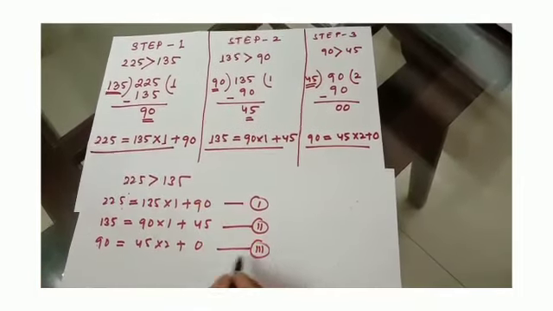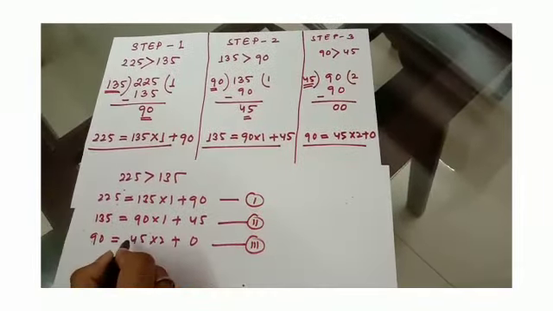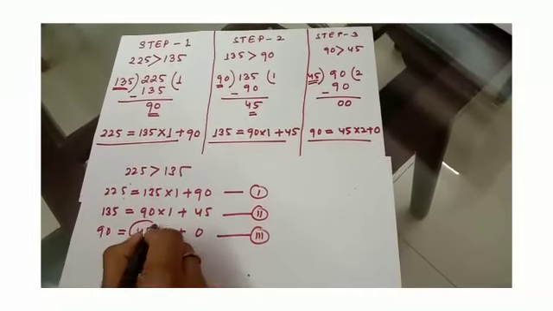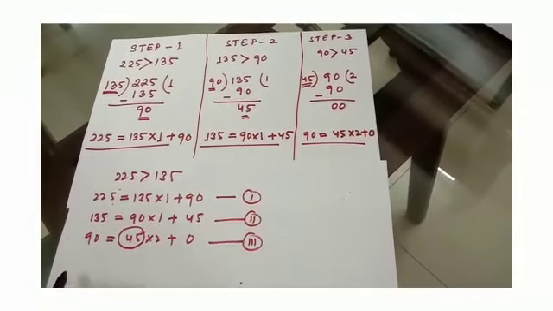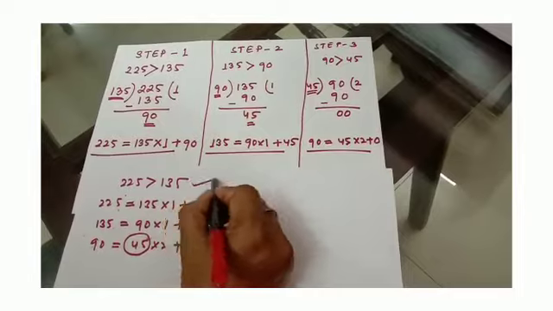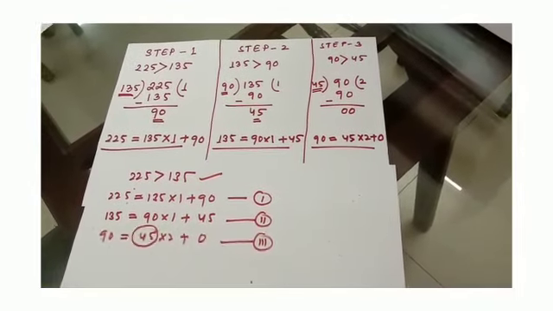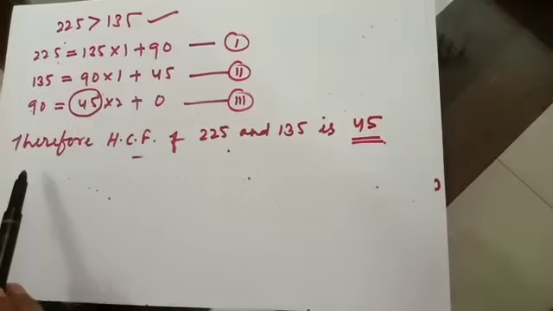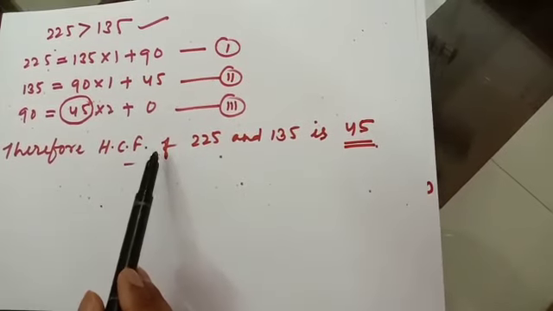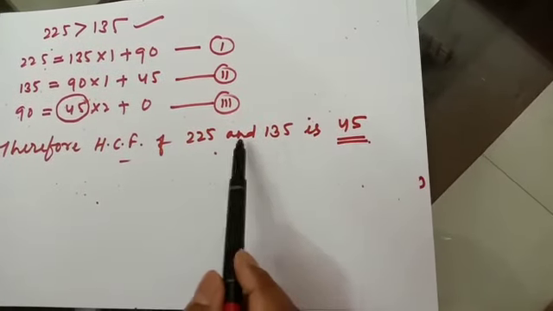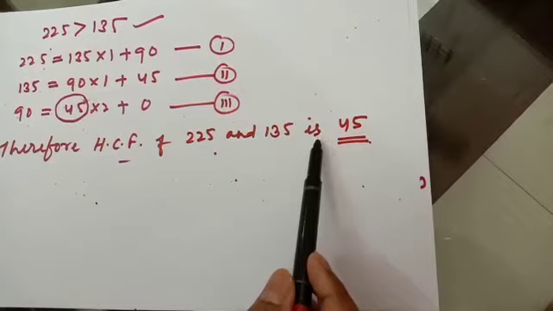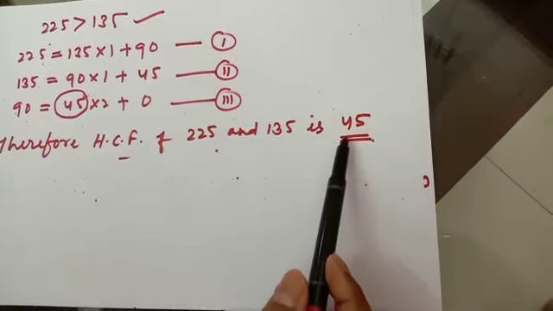So in the third step, the remainder is 0. So the divisor 45 will be the HCF of the given numbers 225 and 135. Therefore, HCF of 225 and 135 is 45.